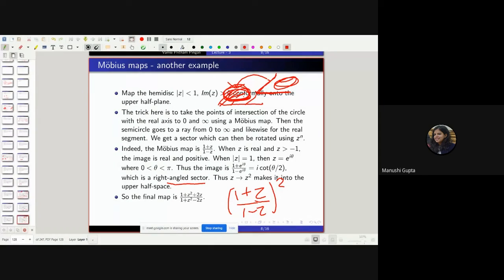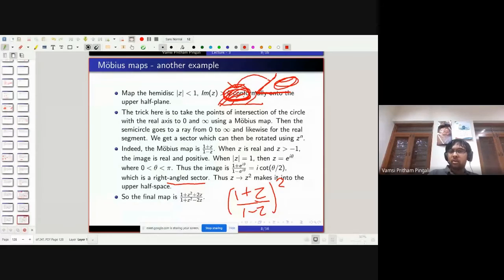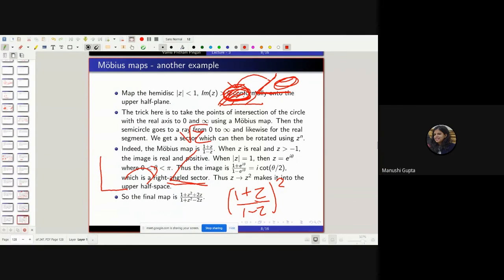So we cannot construct the Mobius map which maps this to some acute angle sector, as in we don't have control over that. Not a Mobius map, but once you get a right angle thing, suppose you want to make it an acute angle, just take the square root. Oh yes, right, I got it. Thank you. You're welcome.